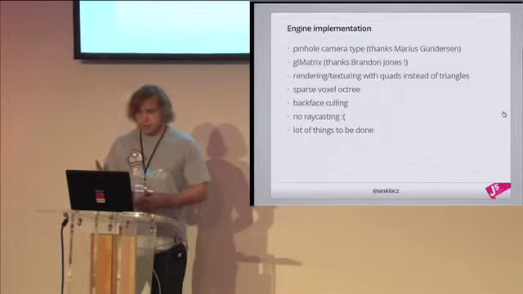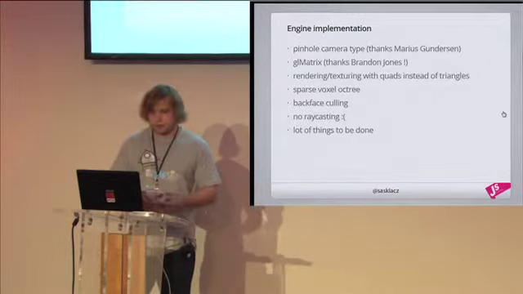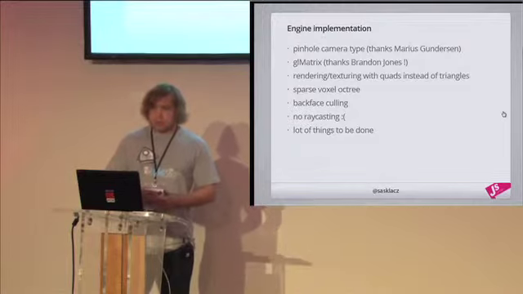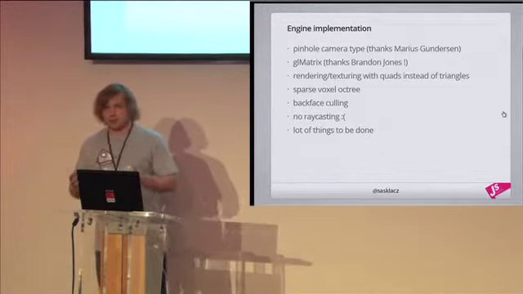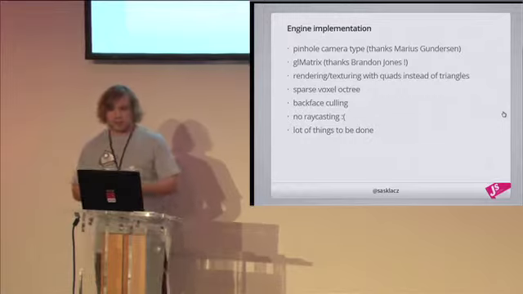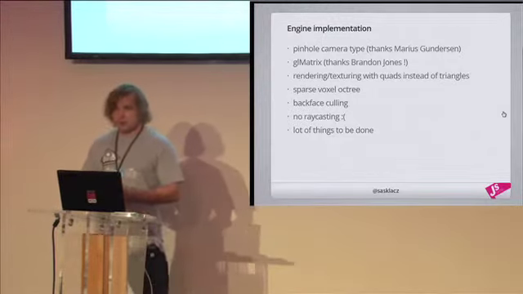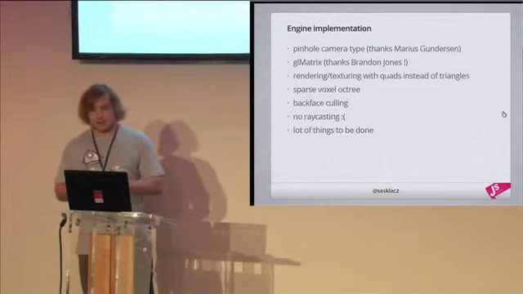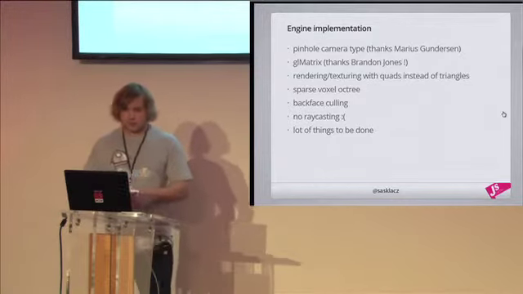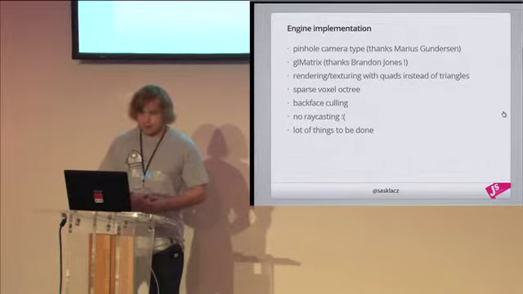It uses Michal camera type, thanks Marius Gunnarsson for it, the creator of Origami 3D. I use GL matrix for calculating the matrix operations. I'm using quads instead of triangles for rendering and texturing, because apparently drawing a quad uses 4 moves, and drawing a quad using triangles needs 5 moves, so we just have 1 additional. I use sparse voxel octrees, so the space that doesn't contain any data needed for rendering is just removed from the tree. There is backface culling, there is no raycasting, so it really affects the performance.